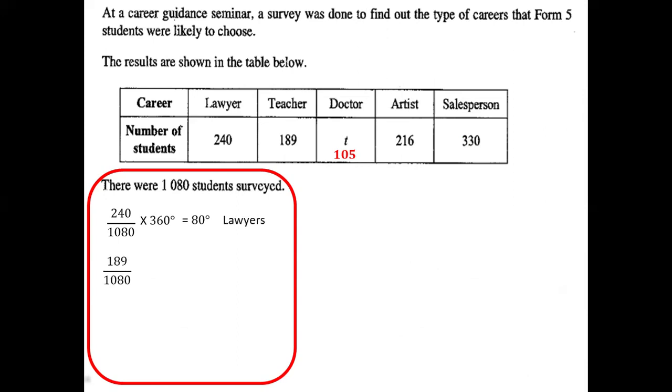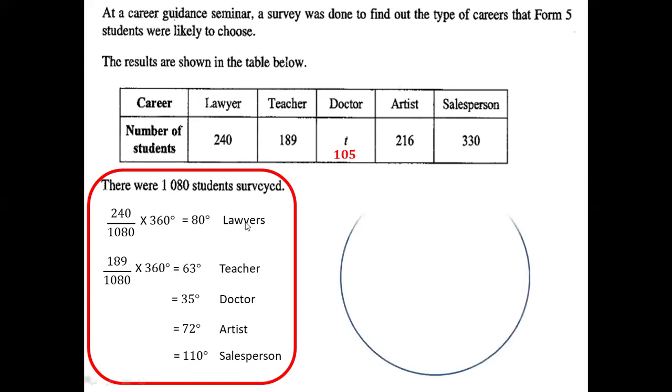So that's for the lawyers, and 189 for the teachers times 360 again would give us 63 degrees, and so forth. Now the same procedure would work for the doctors, artists, and salespersons, and that is 35, 72, 110. So let's put these numbers up here over the total and multiply by 360. That would give us our 4 marks, right? Just to calculate the sector angles.